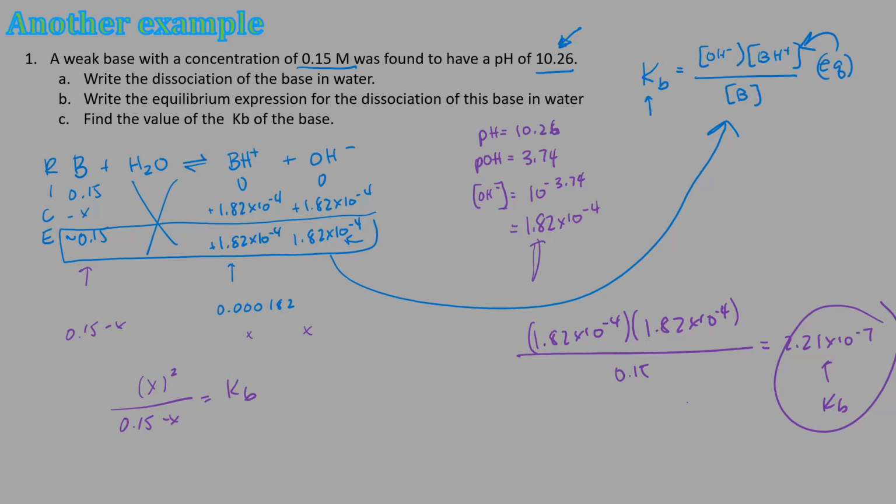This should be much easier. The only thing you really have to watch out for is that you have to know that your X right here is hydroxide. So if your pH is given to you, you can't just take the 10 to the negative 10.26 because that's going to give you hydrogen. And hydrogen and hydroxide are not the same thing. So just watch for that.